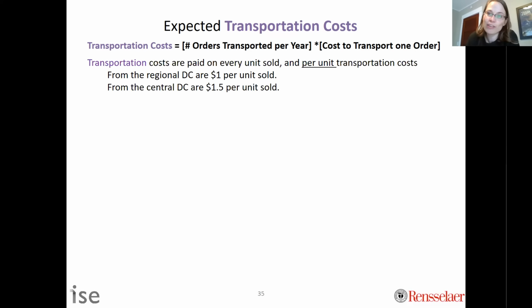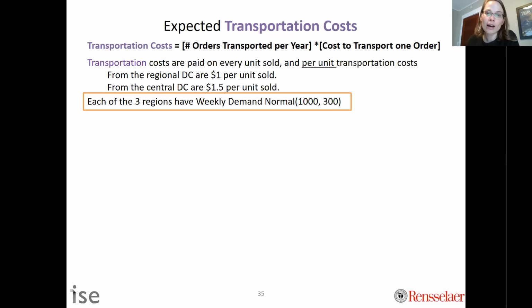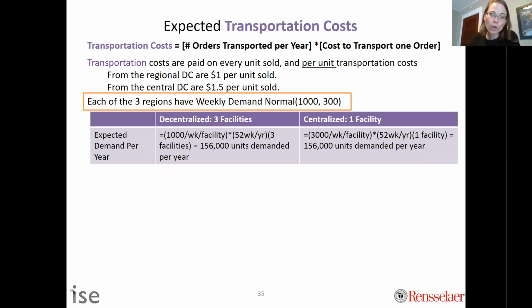So in our problem, we were given this information, right? We're given that it's paid on every unit. So in other words, Q is 1 in this example. And the cost per unit does vary whether it's in a centralized or a decentralized system. As another reminder, we know weekly demand, which is normally distributed with a mean of 1,000 and a standard deviation of 300. And so what we need to figure out is how much demand per year is happening. We need D, big D.